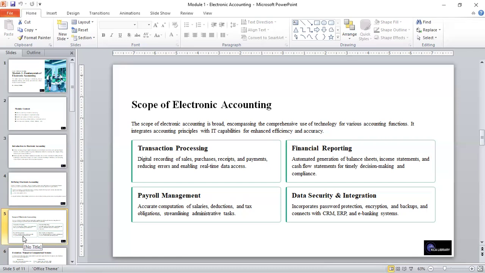And the last we'll be talking about is the data security and integration. And this deals with the incorporation of password protection, encryption, and backup. And it actually connects with the CRM, the ERP, and the e-banking systems.